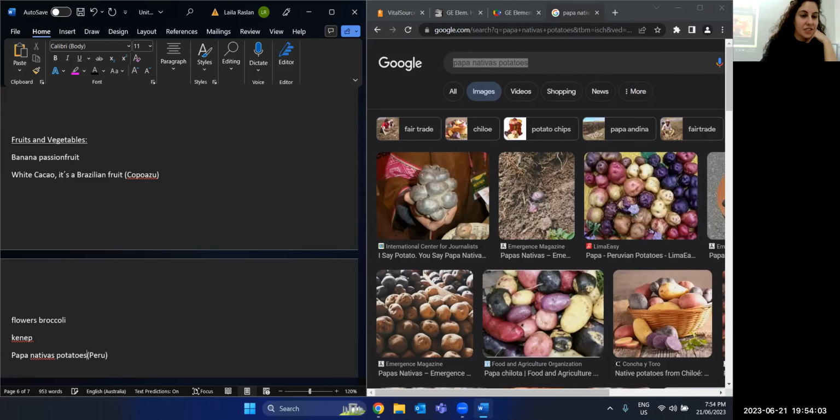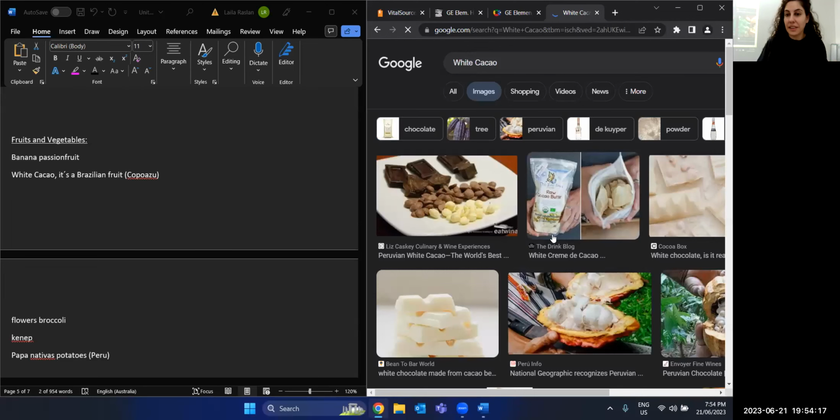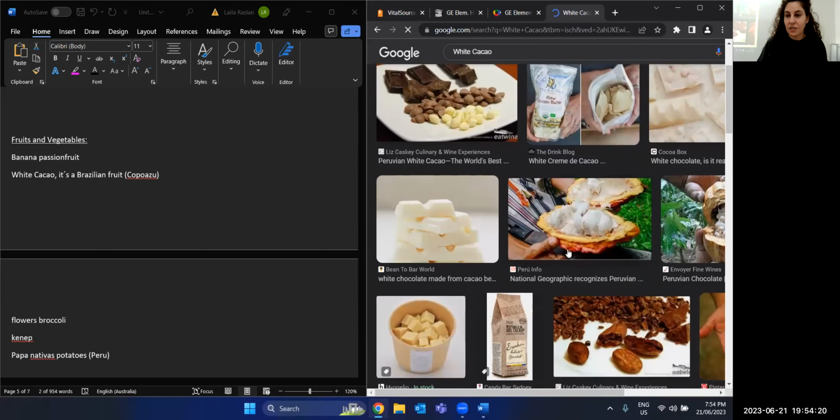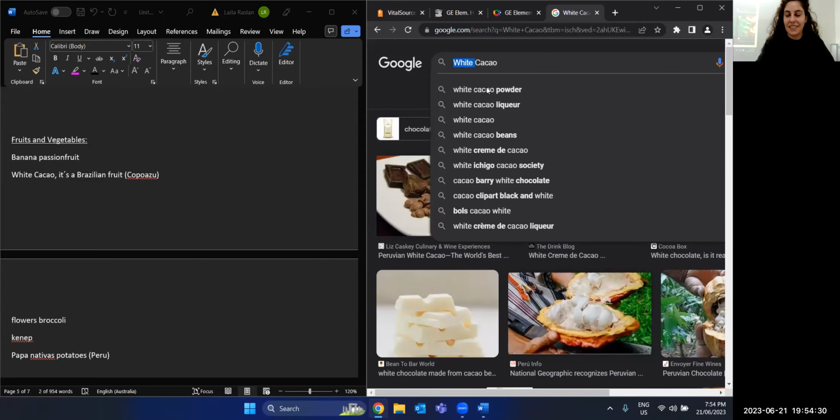How about Brazil? Brazil, what's a very traditional fruit or vegetable from your country? This one, white cacao. Is this very popular in Brazil? Well, not just popular, but it is. Yes. Not only white. Okay.